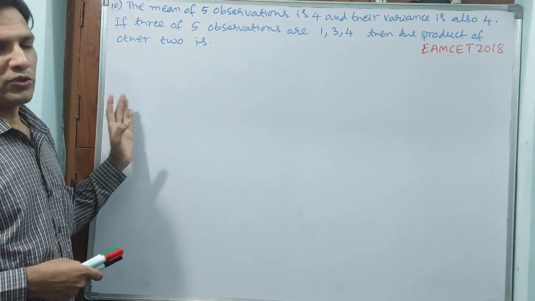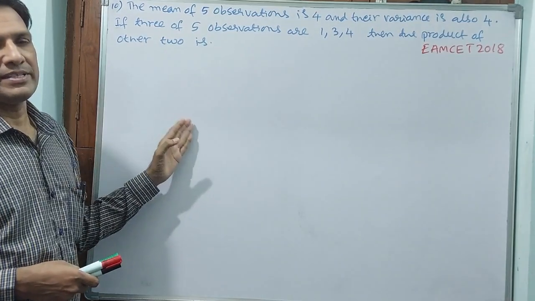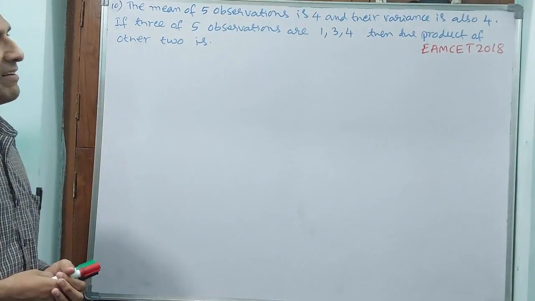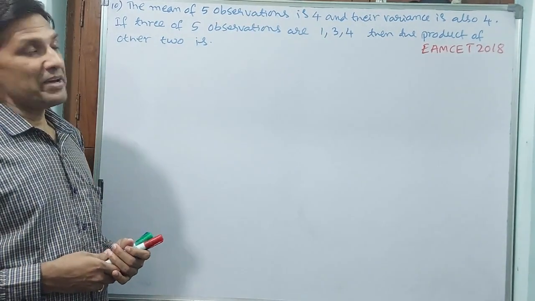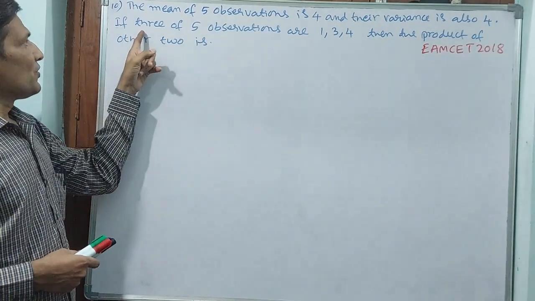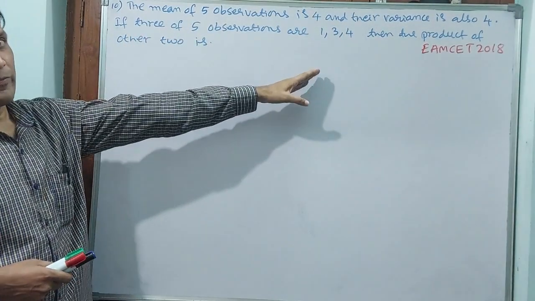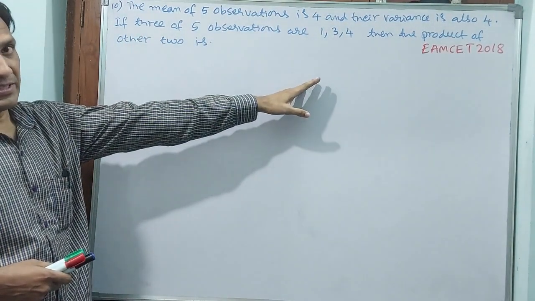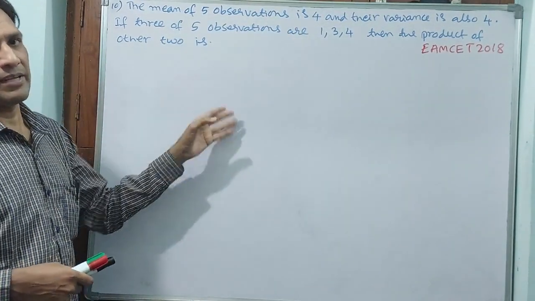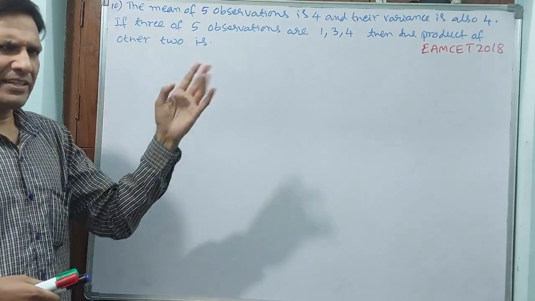Those observations may be a plus b plus c plus d plus e, divided by 5, is equal to 4. And their variance is also 4. Variance, we will write the formula afterwards. But the important thing they have written: 3 of the 5 observations are 1, 3, 4. That means we need not take a plus b plus c. You take only 1 plus 3 plus 4 plus x plus y, or 1 plus 3 plus 4 plus a plus b. Like that we can take.